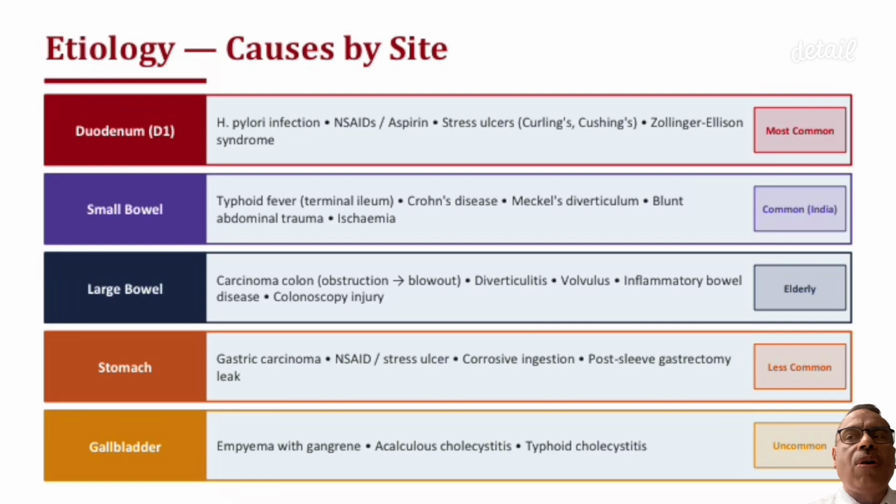In stomach, it is not a so favorable site for perforation as compared to other sites which we have discussed. However, gastric carcinoma, stress ulcers, chronic NSAID ingestion leading to erosive gastritis, any corrosive poisoning or corrosive ingestion, or any other complications following a post-sleeve gastrectomy and anastomotic leak can also lead to perforation of the stomach wall, leading to peritonitis, though it is less common. Gallbladder perforation is very uncommon, as we have seen, especially with gangrenous and empyematous cholecystitis.